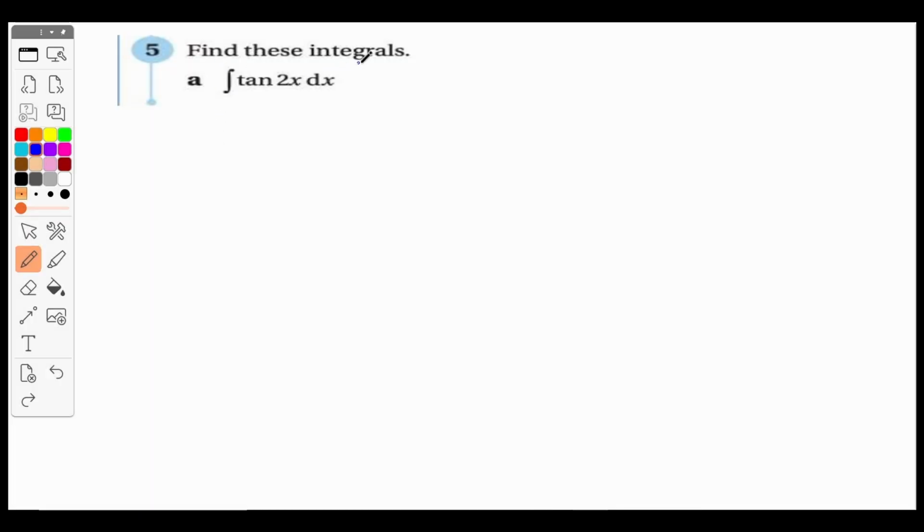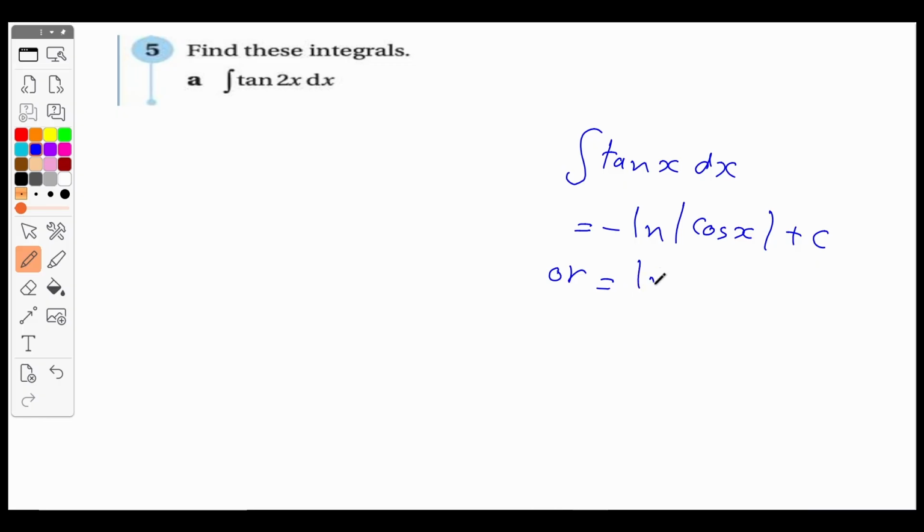Here, find these integrals. The integral of tan 2x dx. Before, we have studied the integral of tan x dx. We solved this one before. The integral of tan x was negative ln of the modulus of cosine x plus c, or we say it is ln of the modulus of secant x plus c. We solved this one like this before.